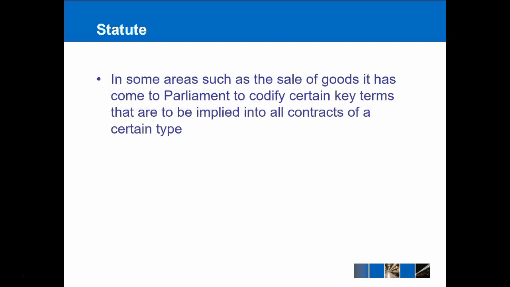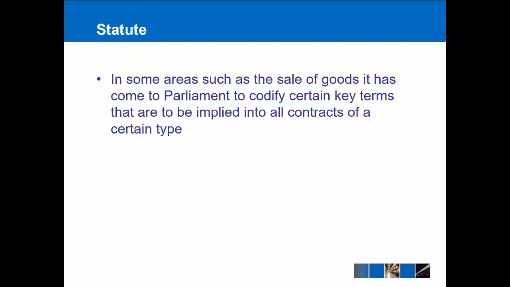The next way in which terms can be implied into a contract is through statute, and this often sort of comes from custom, and then as customs become more common or knowledgeable across the country or between the parties, it's often at this time that Parliament will step in and enact those customs into statutes.